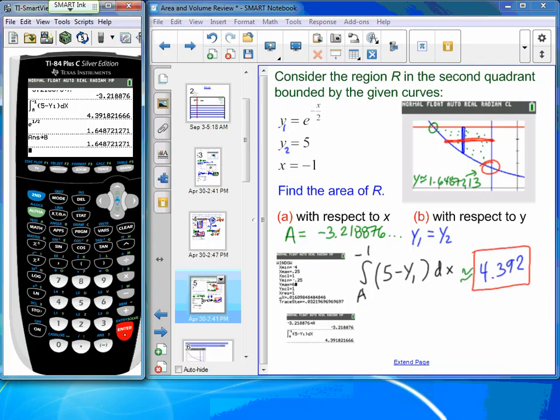Now I'm going to integrate from the lowest y value. That's alpha b. The highest y value, what's that? 5. Right curve minus left curve. Right curve solved for x is what? x equals -1 minus left curve. Left curve solved for x is, oh crikey, I've got to solve this for x.